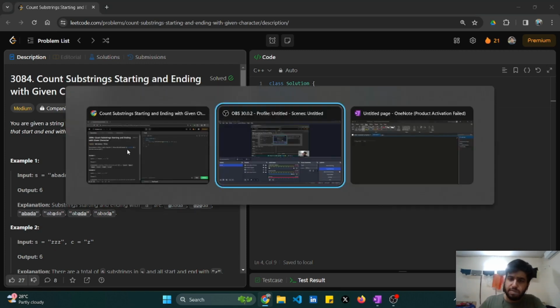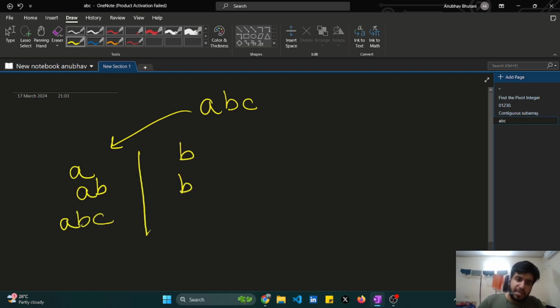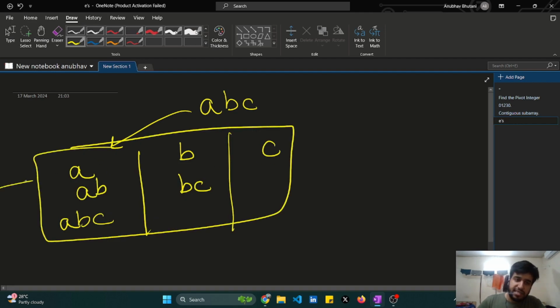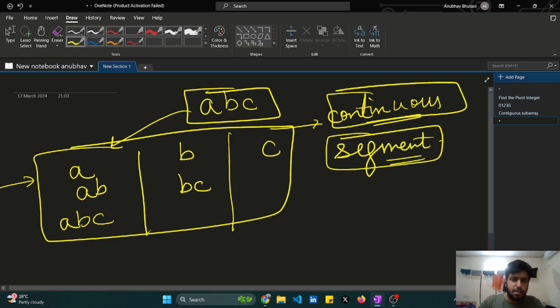What are substrings? If ABC is my string, the substrings of ABC can be A, AB, and then ABC, or B, BC, or C. So a contiguous segment is known as a substring. A continuous segment basically is known as the substring.